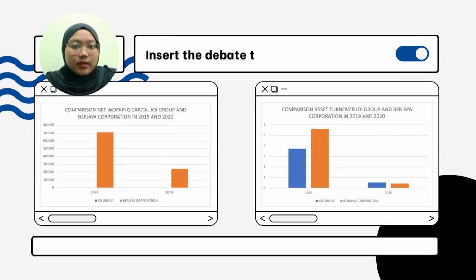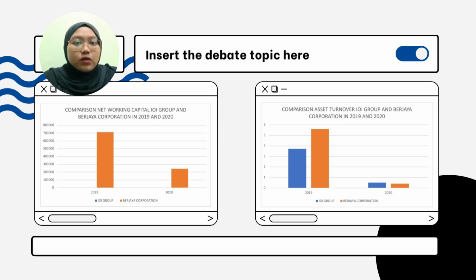Based on the data and graph data above, it indicates that Berjaya Corporation has higher net working capital, which is 711,974 in 2019 and 738,475 in 2020, while IOI Group has 474.7 in 2019 and 794 in 2020.